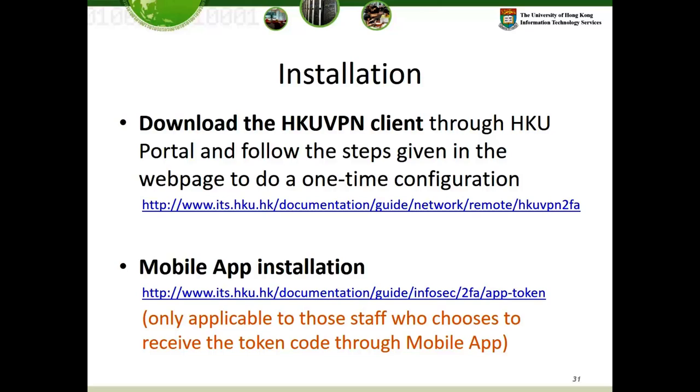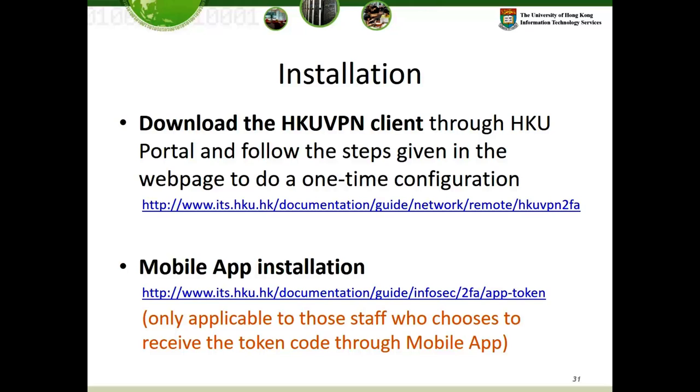The Hong Kong U VPN network is just for you when you are outside campus, especially for part-time students who are not going to school very frequently, but have to access some information which requires you to be under the Hong Kong U campus network. Then you have to install the Hong Kong U VPN client and also register the 2FA service to use the Hong Kong U VPN service.